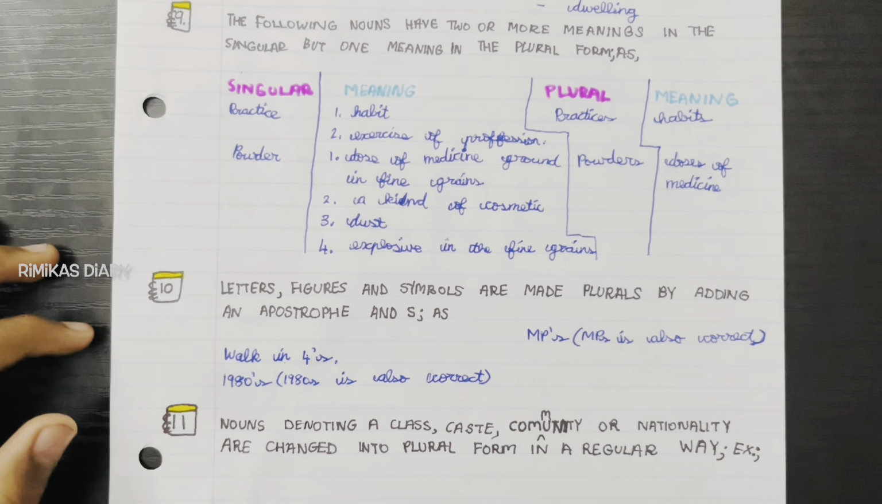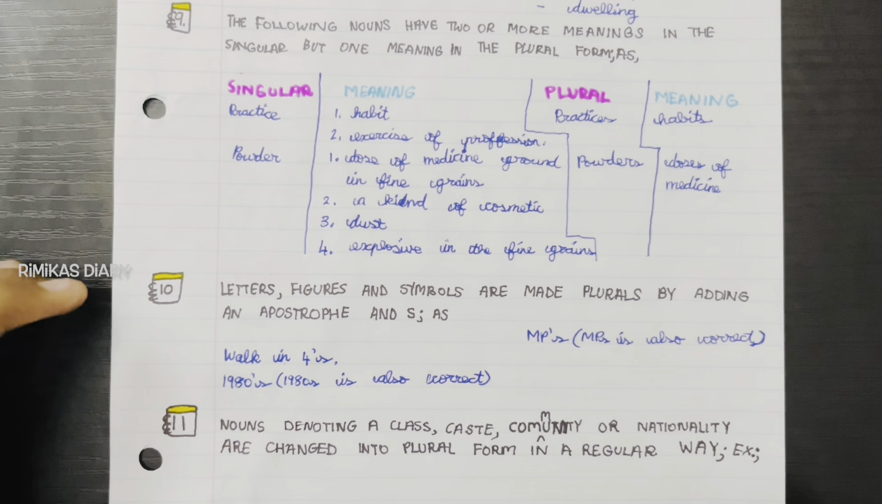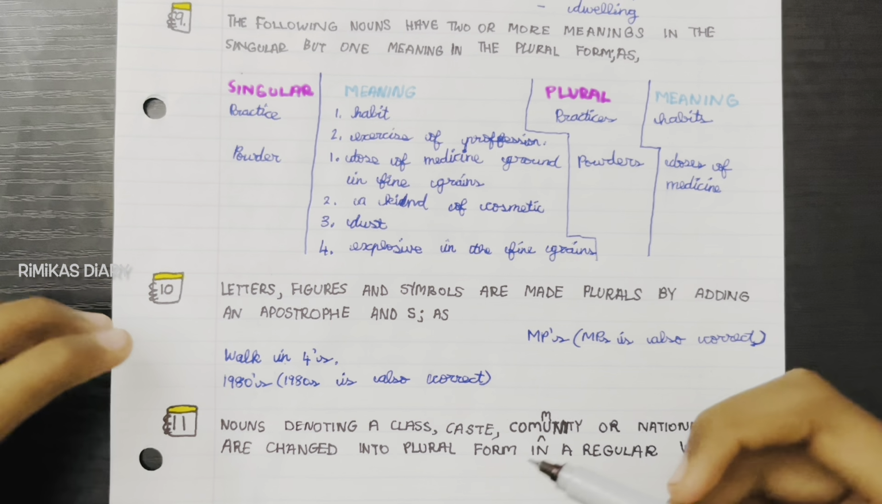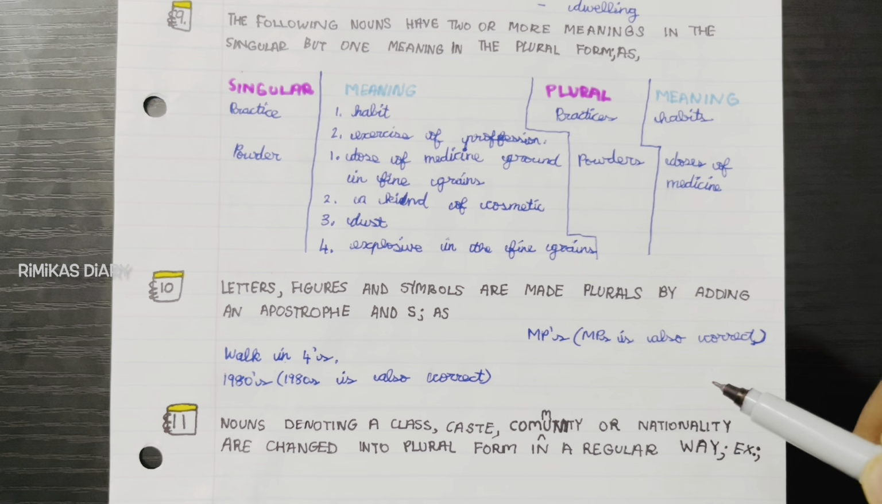11th one. Nouns denoting a class, caste, community, or nationality are changed into plural form in a regular way. Example.